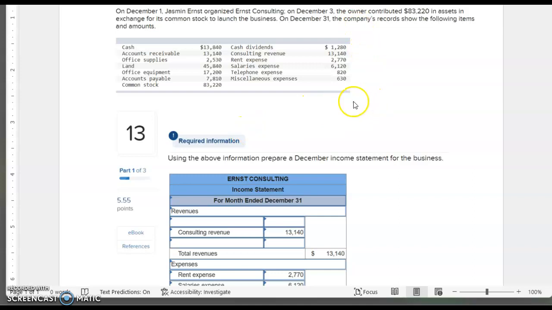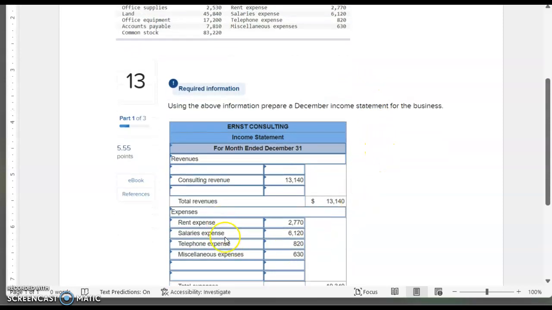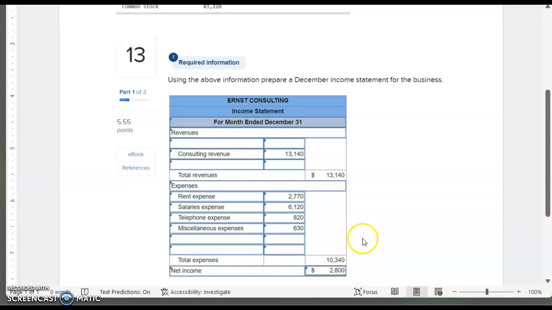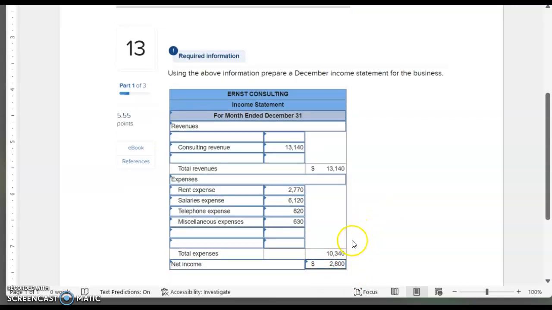or our beginning information, we're going to find the rent expense, $2,770, salary expense, $6,120, telephone expense, $820, and miscellaneous expenses, $630. And we'll choose those under expenses from the drop-down boxes and then put that information on the appropriate line. We're then going to add those together as total expenses, $10,340. We then subtract the total expenses from the total revenues for a net income of $2,800.